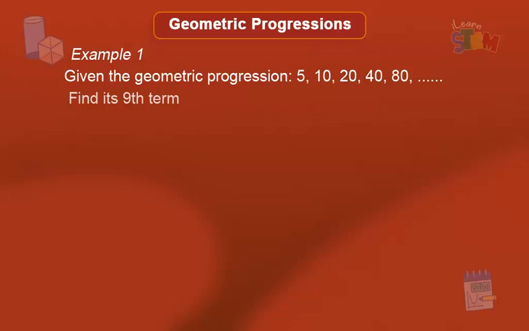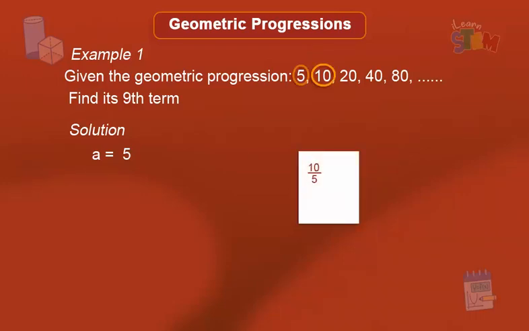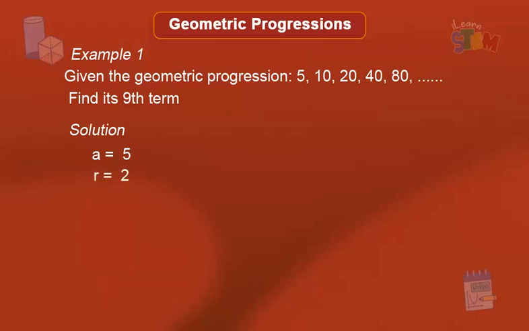Example 1. Given the geometric progression, find its ninth term. Solution. In the GP, the first term, a, equals 5. To get the common ratio, we divide any term by its preceding term. 10 divided by 5 is 2. 20 divided by 10 is also 2. And so on. Therefore, r equals 2. The term position, n equals 9.